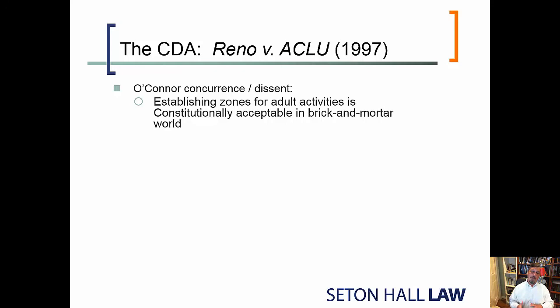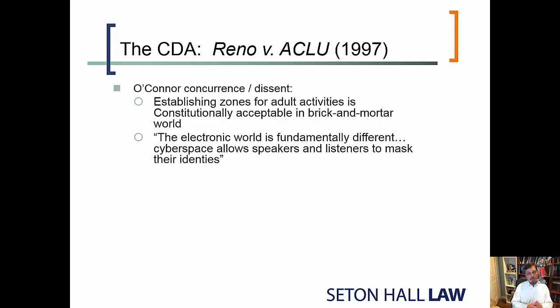But notice again a really strong element of cyber exceptionalism in this case here from Justice O'Connor. And O'Connor says cyberspace, the electronic world, is fundamentally different. Cyberspace allows speakers and listeners to mask their identity. And so what she's saying here is, you really can't do this kind of zoning in cyberspace. It's just not really possible to say, 42nd Street is the red light district. Of course, now it's the Disney district, but in years past, 42nd Street is the red light district, and this is the family district. She says, you can't do that online.